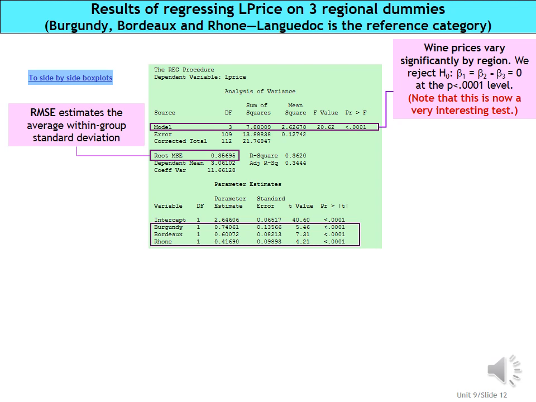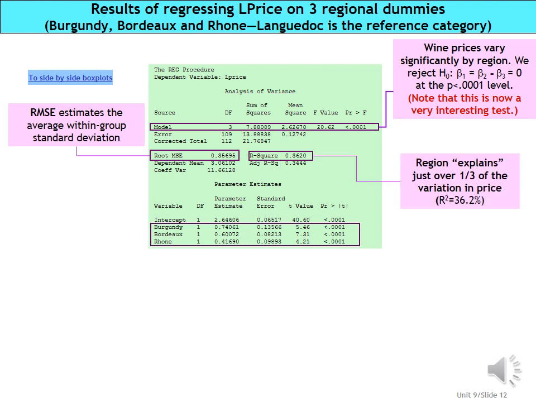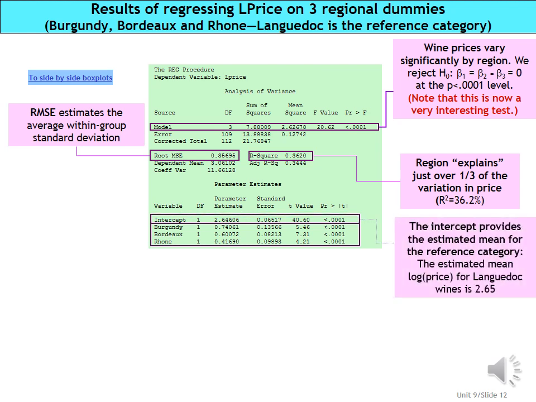RMSE, root mean squared error, estimates the average within-group standard deviation. Each group has its own standard deviation, remember that? So this root mean squared error averages those standard deviations. It says a mean of 0.35, the root mean squared error within the data set that we have as an average. About 1/3 of the variation in price is explained by the region that we have.